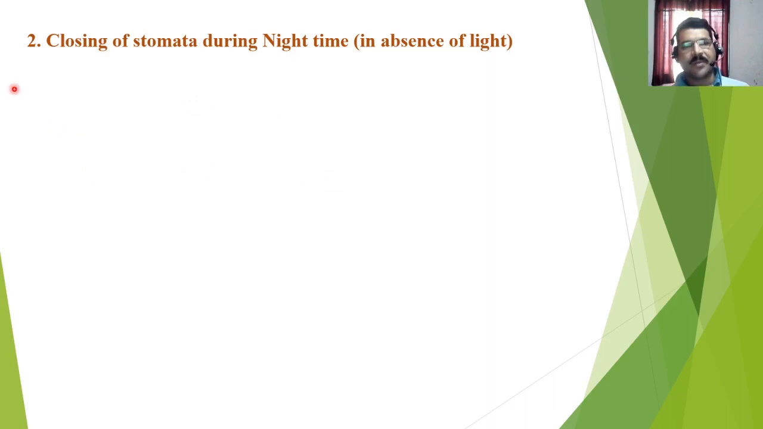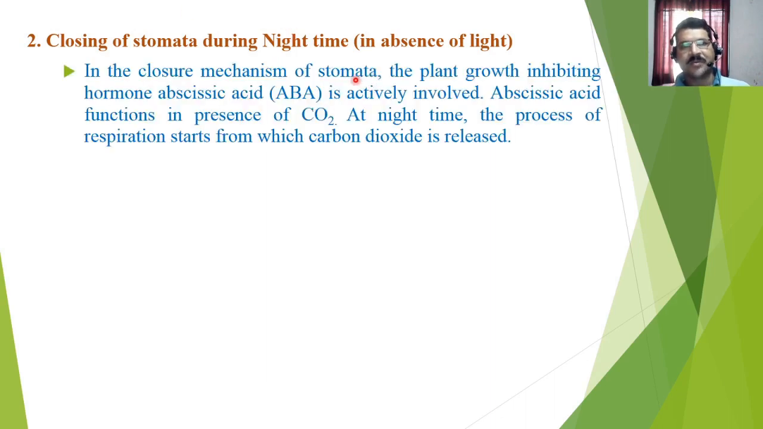daytime. Now there is another mechanism, that is closing of stomata during night time, that is in the absence of light. In the closure mechanism of stomata, the plant growth inhibiting hormone, that is abscisic acid, is actively involved. This abscisic acid functions in the presence of CO2.